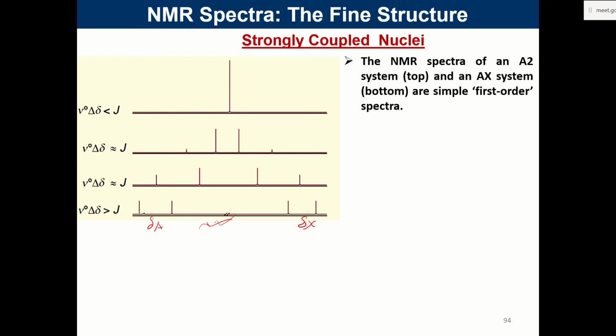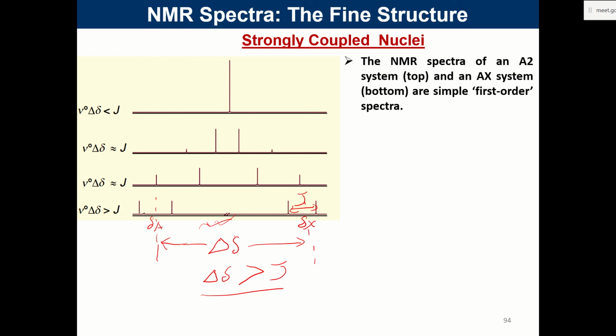So the separation between A and X, the chemical shift difference del, is much larger, and this is the value of J. In the bottommost case, J is much smaller. The chemical shift difference is much greater than J. This kind of spectrum is easier to interpret.